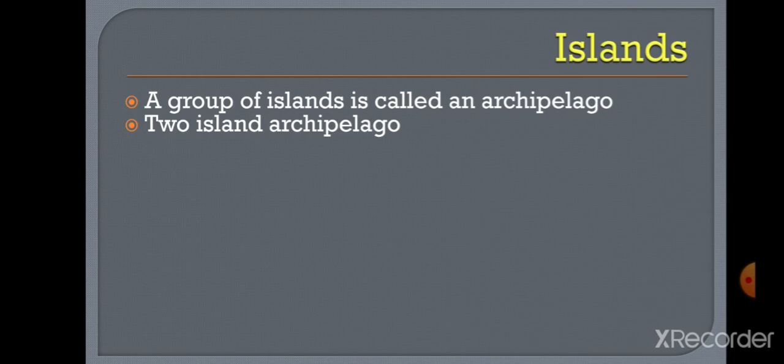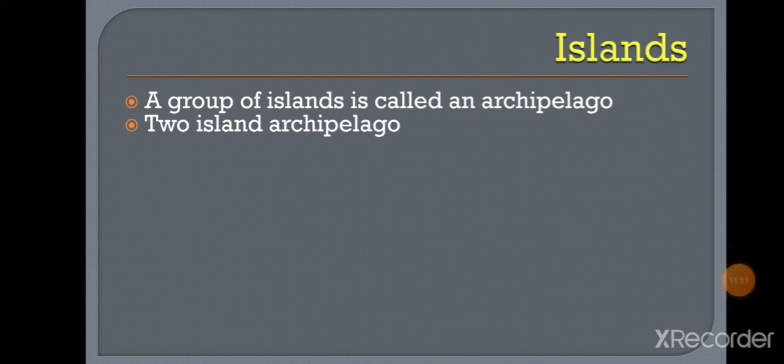Our next topic is islands. Look, if you try to understand what are the islands, then you have to know that whenever you see an island, they are in some groups. Okay, there are small islands which have some group, and we call that group an archipelago. Okay, now there are two island archipelagos in India.